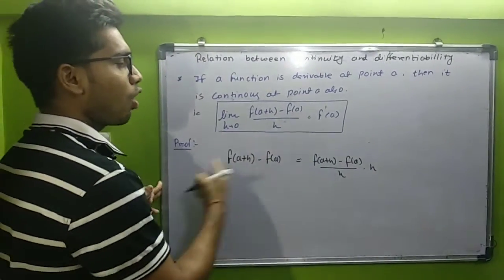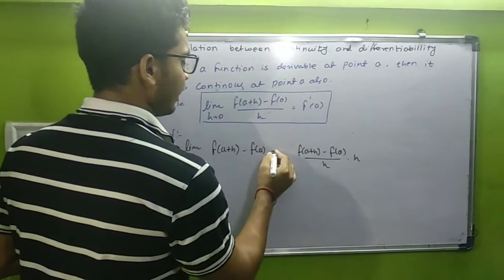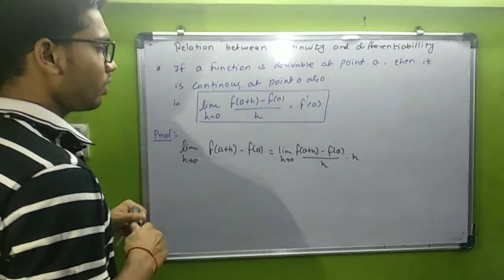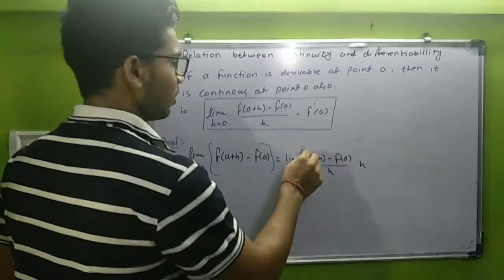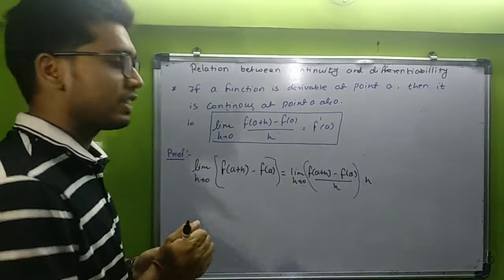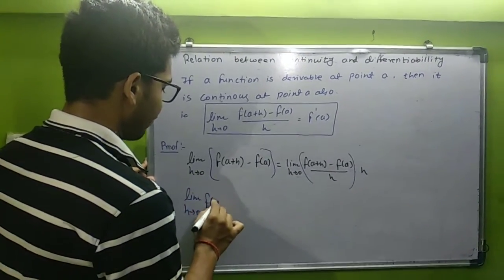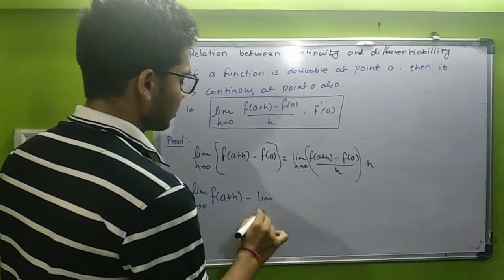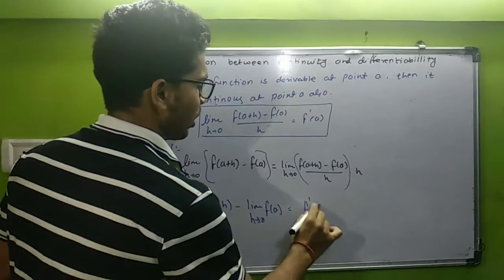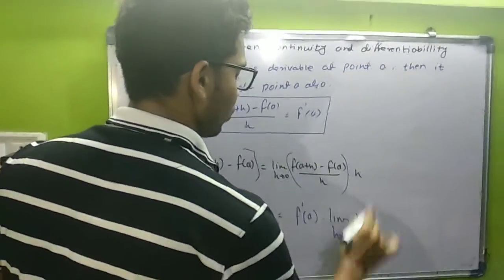Now take the limit on both the sides. So limit h tends to 0. Now I'll take the limit, in this case h tends to 0. Now you can see this expression is forming, this is nothing but the definition of differentiation. So limit h tends to 0, f of a plus h minus limit h tends to 0, f of a is equal to f dash of a into limit h tends to 0 into h.